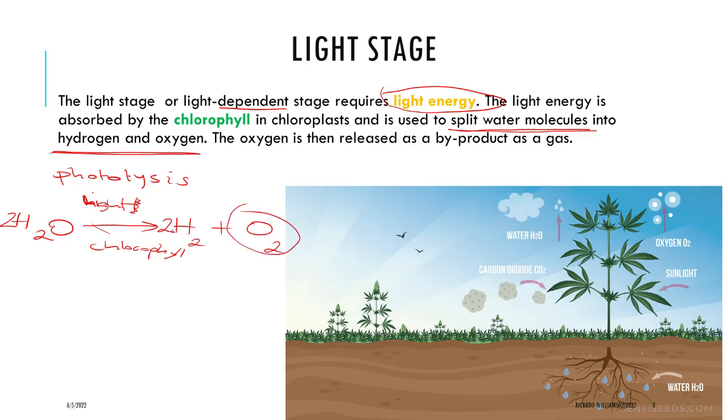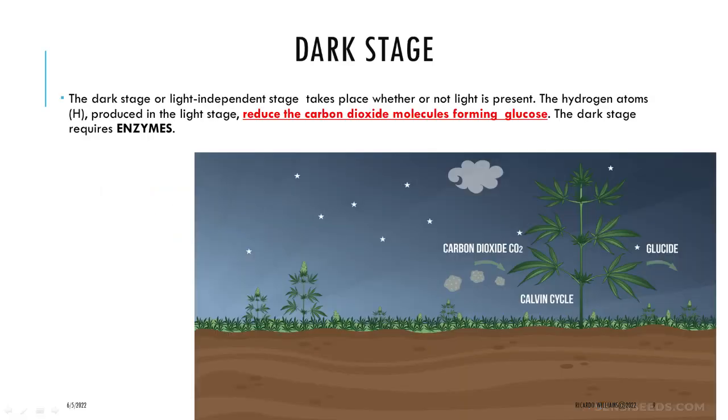Now we're going to look at the dark stage to see what is the fate now of the hydrogen atoms. Now in the dark stage or the light independent stage, simply put, the stage that doesn't need light energy for it to happen, it just happens continuously without light or with light. So in this stage, the hydrogen atoms that were produced in the light stage are going to do what? Reduce carbon dioxide molecules, forming glucose.